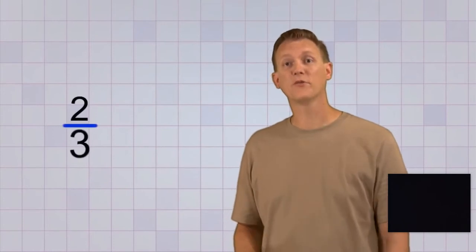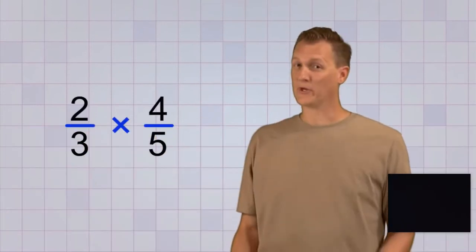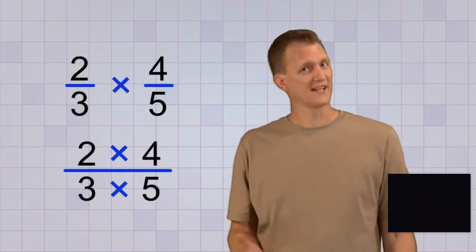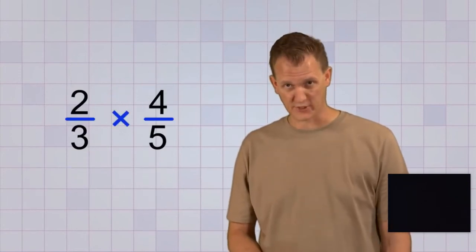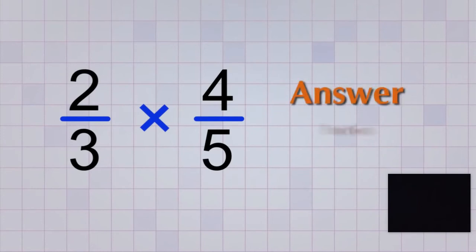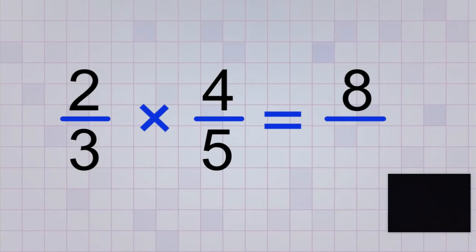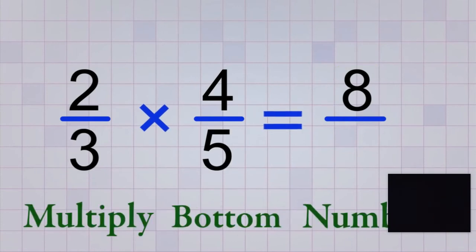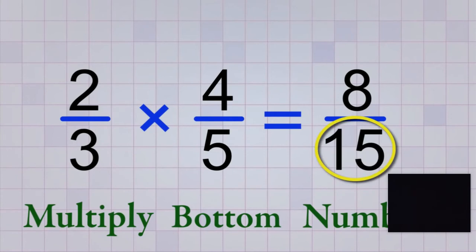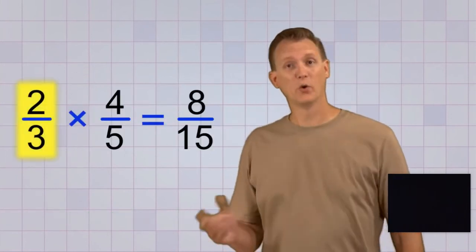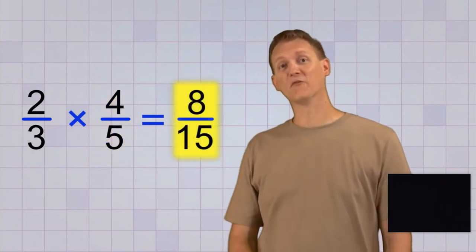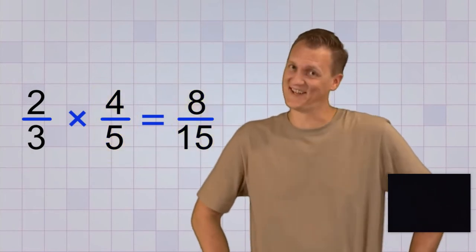Let's try this problem. 2 thirds times 4 fifths. Now, we could rewrite the problem like we just said, but that's not necessary as long as we remember the procedure. First, we know our answer is going to be a fraction, so let's go ahead and write the fraction. Next, we multiply the top numbers. 2 times 4 is 8, so 8 is the top number of the answer. And next, we multiply the bottom numbers. 3 times 5 is 15, so 15 is the bottom number of the answer. There we have it. 2 over 3 times 4 over 5 equals 8 over 15. See how easy that was? I'm fun too. Even funner than a video.